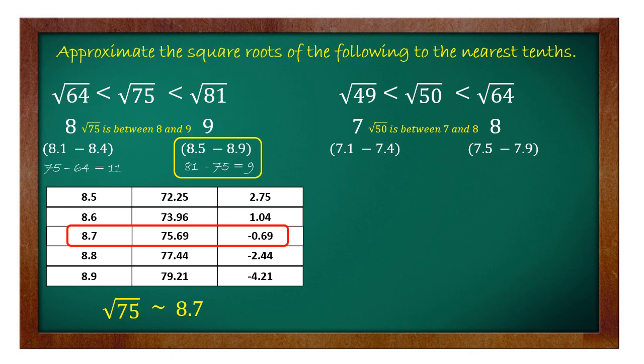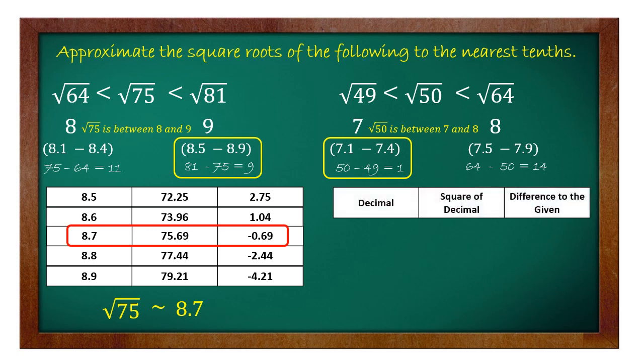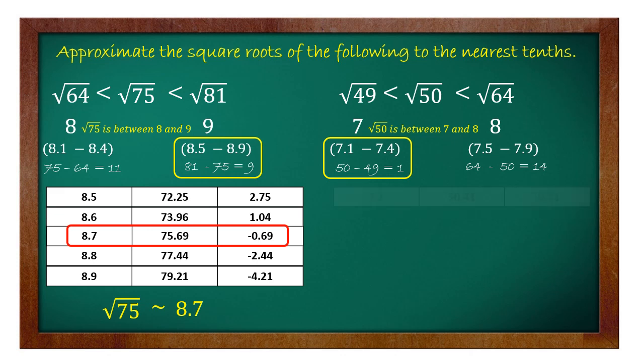Now, sino yung gagamitin natin between the two or sino yung kailangan natin hanapin para hindi naman lahat kukunin natin. Okay? So, isusubtract natin yung ating mga perfect square at saka yung non-perfect square natin. So, 50 minus 49 is 1. And then 64 minus 50 is 14. So, ang mas mababa is yung 50 minus 49, which is 1. So, ibig sabihin, yung 7.1 hanggang 7.4 ang gagawan natin ng table. So, meron tayong decimal, yung square ng decimal natin, and then yung difference niya doon sa given natin, which is the square root of 50.